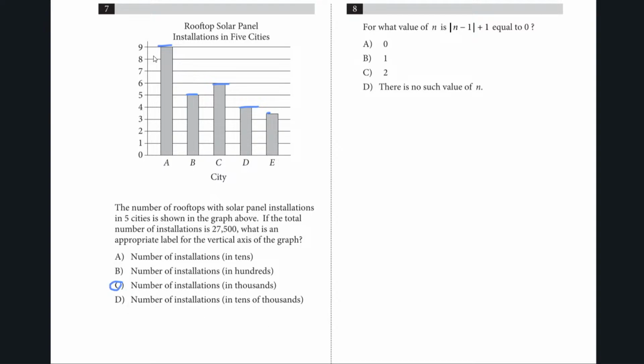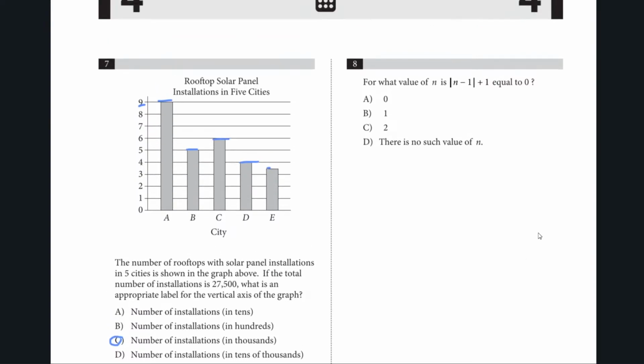It wouldn't make sense for it to be tens of thousands because then we'd have 90,000, and it would not make sense for it to be in hundreds because we would have 900, and that just wouldn't be enough.